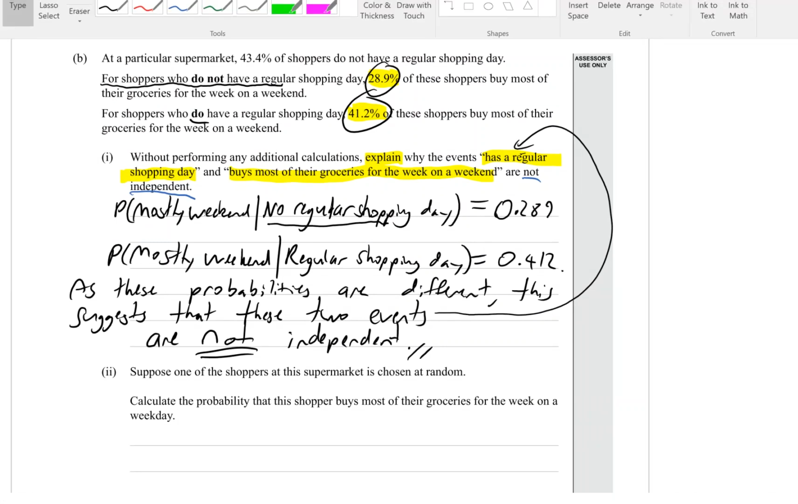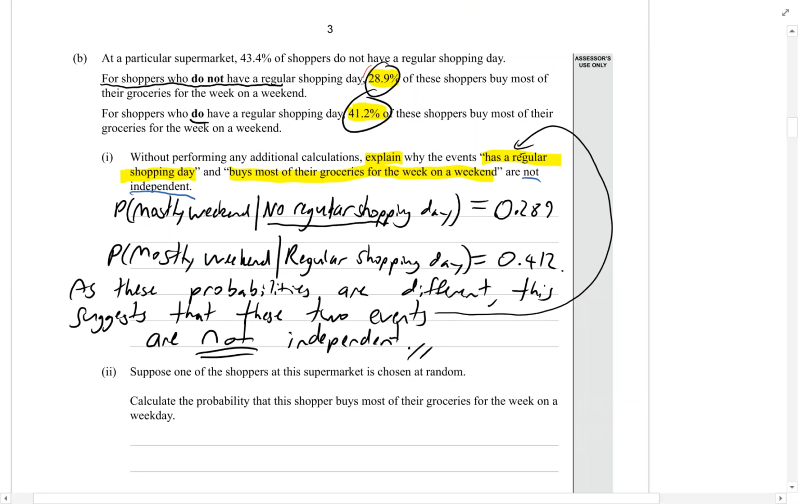Well, here's the problem. Where would you put the 0.289 here? Well, because it's not out of everyone. Who's it out of? It's out of the shoppers who do not have a regular shopping day. Now, when you've got conditional probabilities, we cannot display them on a two-way table. We have to do some more calculations in order to do that, and that's going to take a while. So, short answer is when you're given conditional probabilities and not just probabilities out of the total, you're best usually to consider a tree diagram.